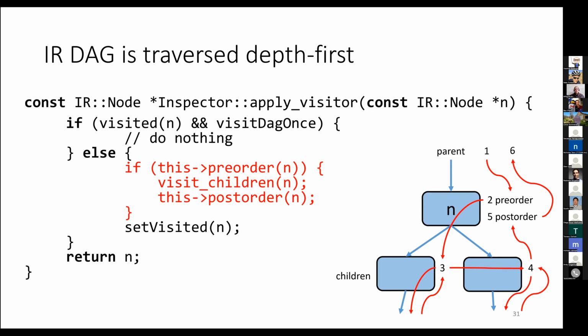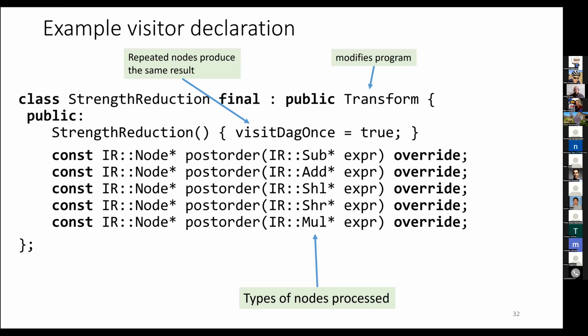Let's see some examples. This is a fragment from the strength reduction visitor, which is a visitor that is a transform, so it generates a new tree. And you see this post order function. Strength reduction is a compiler optimization that is done bottom up. So you first optimize the children of an expression, and then you can optimize the expression itself. That's why we use the post order. First we want to optimize all the children, and then once we see what the optimized children are, we can decide what the parent should look like.